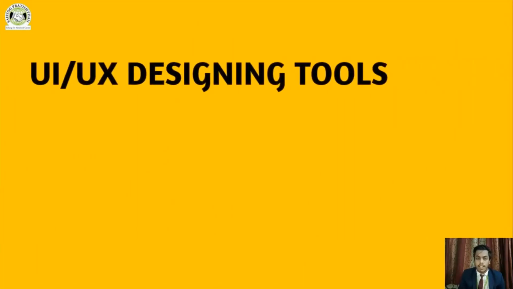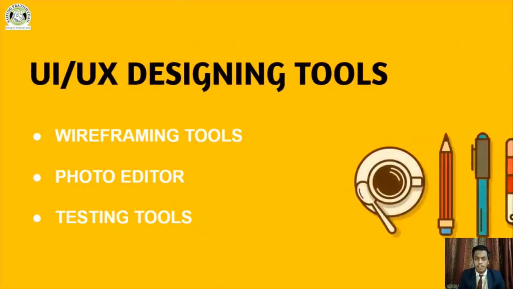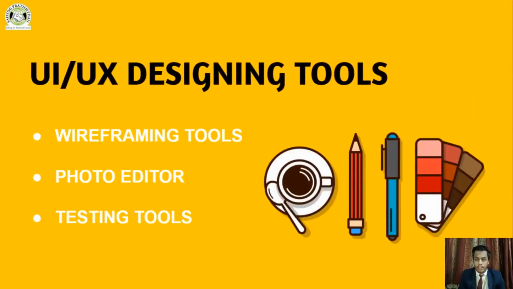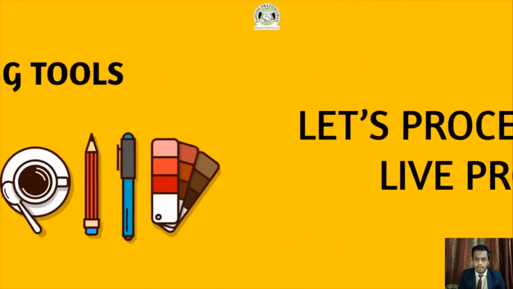Now that we know about UI UX, let's know the tools that are required to make one. Wireframing tools. Some of the wireframing tools are Adobe XD, Sketch, and Figma. Then come photo editing tools. Image editing tools like Photoshop and Pixlr are great. For testing tools, you can use Five Second Test and Maze. And now, enough talking, let's do a live session.